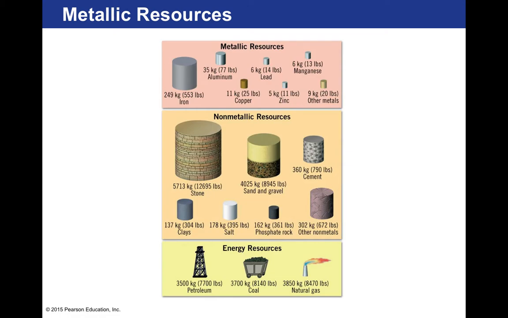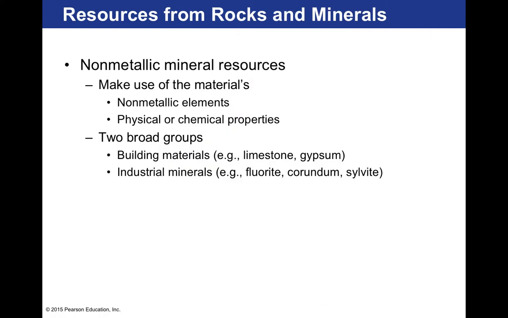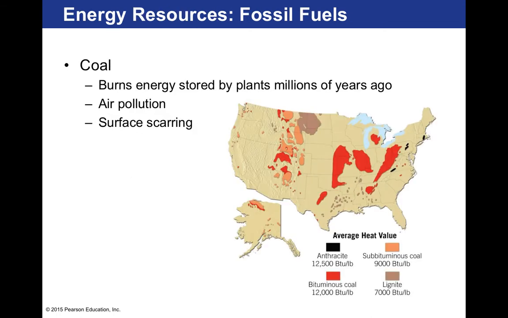Just some examples of resources that are created, or resources that are examples of sedimentary rock. There are some non-metallic mineral resources that occur as well. And there are two broad groups. You have building materials, so these will be limestone and gypsum, and then industrial minerals like fluorite, corundum, and sylvite. And then coal is a big one I mentioned before.